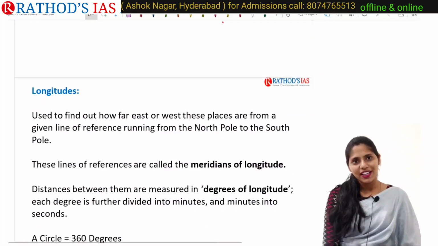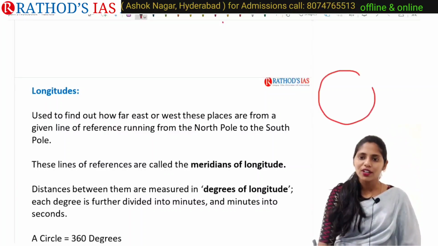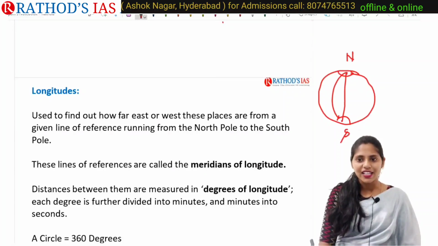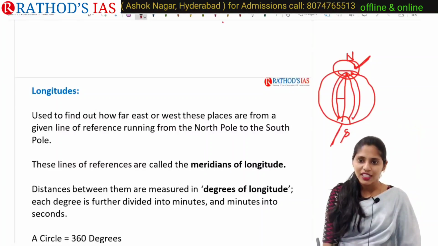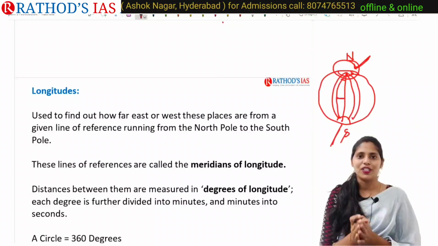Now let us talk about the next part, that is our longitudes. These are also imaginary lines, but there is a difference between longitudes and latitudes. These longitudes are vertical lines. Okay, they mainly join the north and south poles. They will be moving in this way. They are not parallel, they are meeting at the north pole and the south pole. So because of this, at the center there is a wide gap and towards the poles they come together.